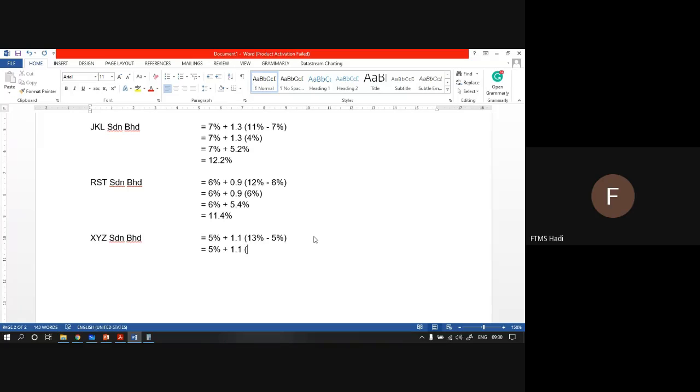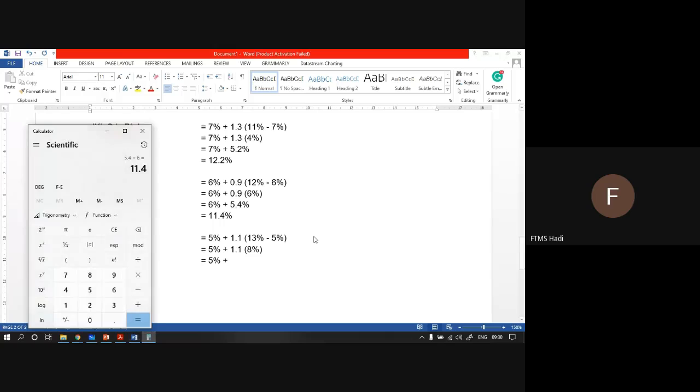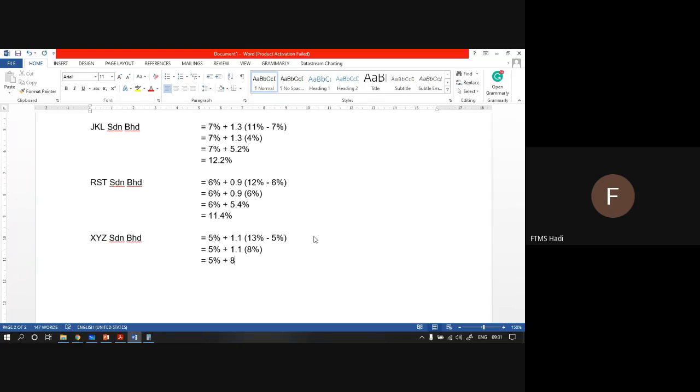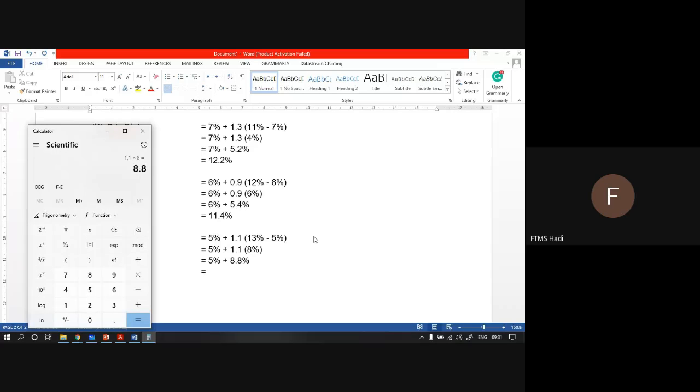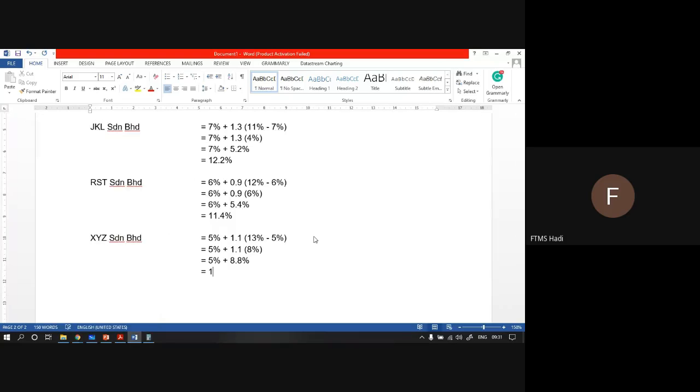And then the last one, 5% plus 1.1. 13 minus 5 is equal to 8. 1.1 multiplied by 8 is 8.8%. And then plus 5%, 13.8%. Okay, so you got the answers already.